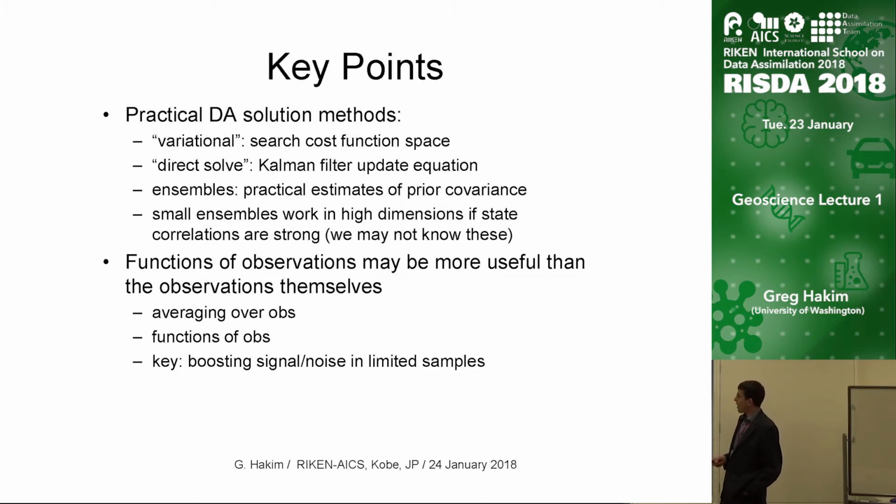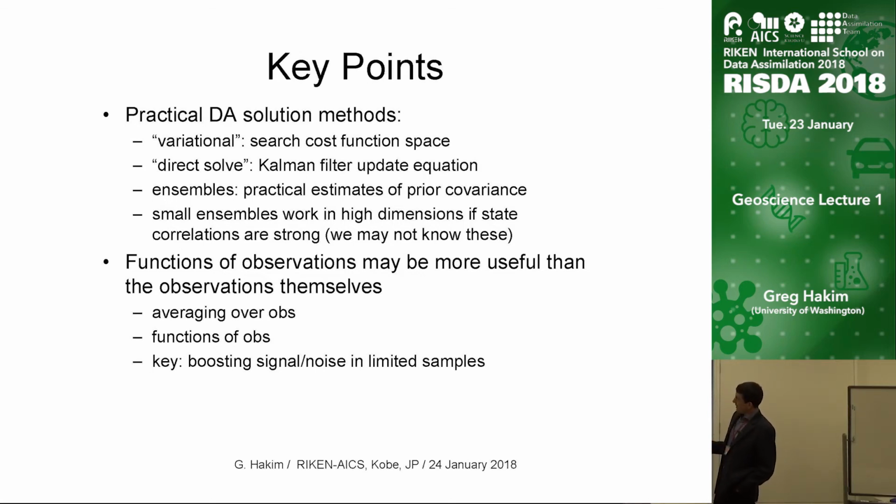These provide practical estimates of the prior covariance, which in principle is huge, but in practice we can estimate with small ensembles. And the reason this works, the key message there, is that we have a lot of correlations throughout the state, and they vary in time. We can use a static covariance, but if we can use a dynamic one that comes from a model, we can get more information out of the measurements.